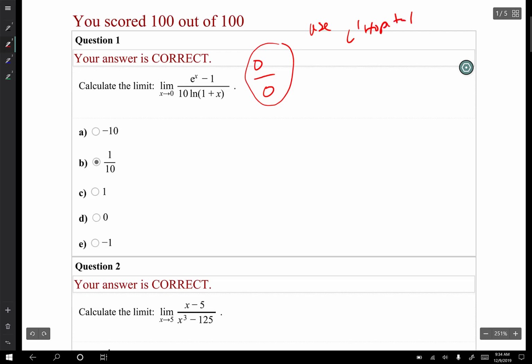So I'm going to take a derivative in the numerator. The derivative of the numerator is e to the x, so limit as x approaches 0 of e to the x over, and the derivative of the denominator is, let's see, 10 times the derivative of ln, which is 1 over 1 plus x times 1. So there it is. And now I can do direct substitution. If I plug in a 0, I get e to the 0, which is 1. And if I plug in a 0 on the bottom, I get 10. So the answer is 1/10.